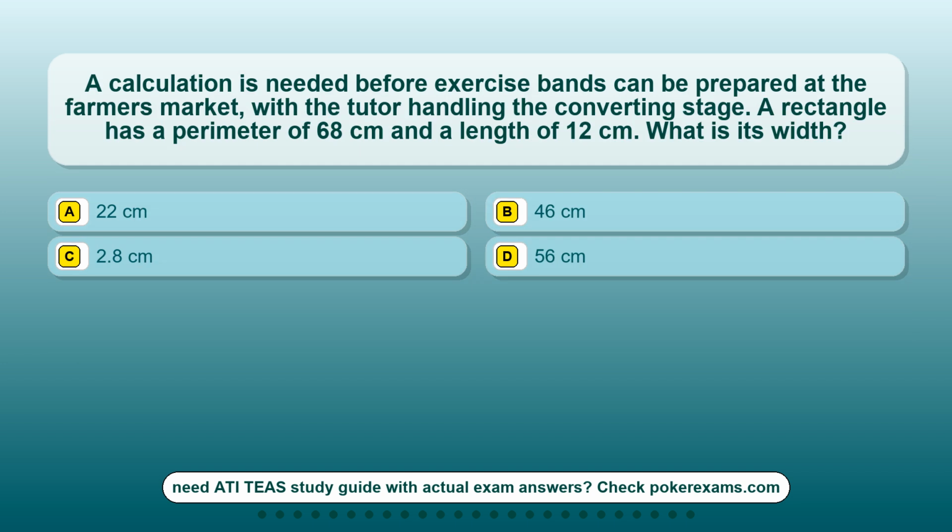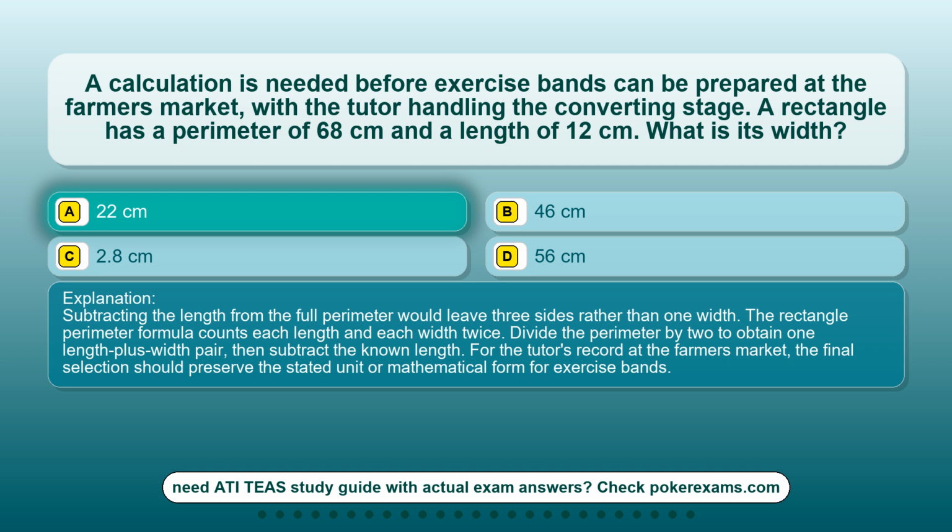Question 25. A calculation is needed before exercise bands can be prepared at the farmer's market, with the tutor handling the converting stage. A rectangle has a perimeter of 68 centimeters and a length of 12 centimeters. What is its width? Option A, 22 centimeters. Option B, 46 centimeters. Option C, 2.8 centimeters. Option D, 56 centimeters. The correct answer is option A, 22 centimeters.